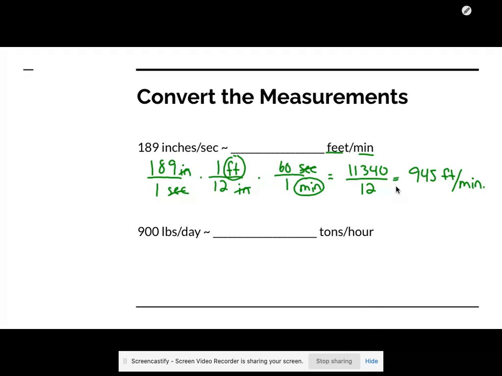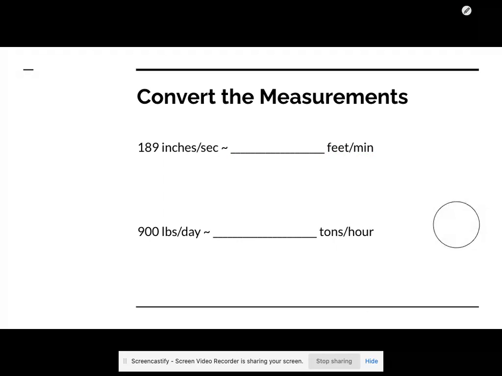I'm going to erase this so I can write the next example in here as well. So 900 pounds per day. And I want to know the number of tons per hour. So I want tons here, which means I need pounds on the bottom to cancel out my labels. Well, 1 ton is 2,000 pounds. So pounds is gone. So I have my tons, which is what I'm looking for.